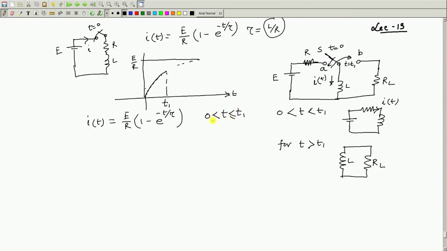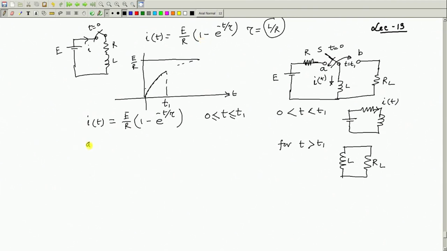You may put equal values also, no problem. So, this is how current grew up in the inductor. The circuit did not know that at time t equal to t 1 you are going to do another switching from A to B. So, it was following this curve faithfully as dictated by this equation.